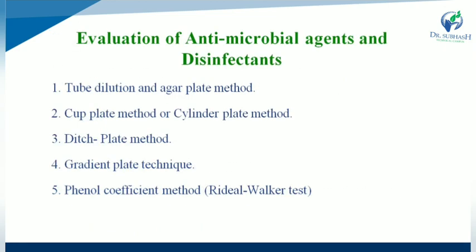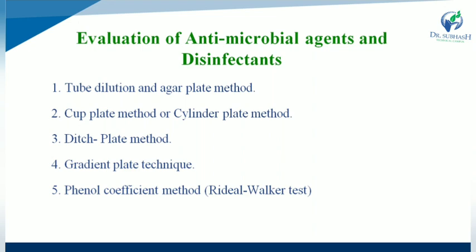Evaluation of antimicrobial agents as well as disinfectants. So what are the evaluation tests or evaluation parameters? First one is the tube dilution and agar plate method. Next one is the cup plate method or cylinder plate method. Next are the ditch plate method, gradient plate technique and phenol coefficient method, which is also called the Rideal-Walker test.